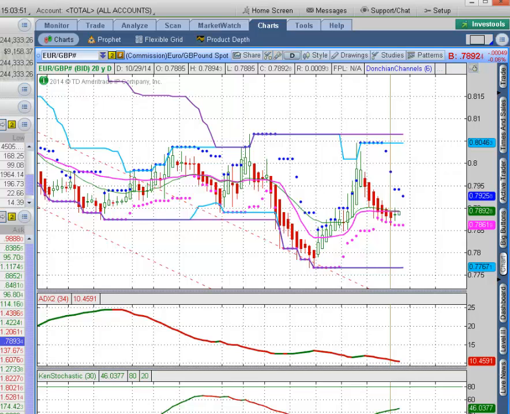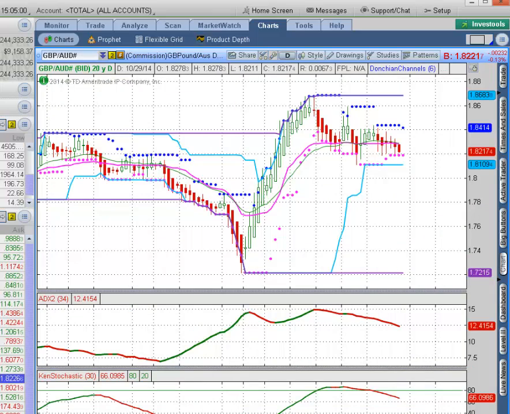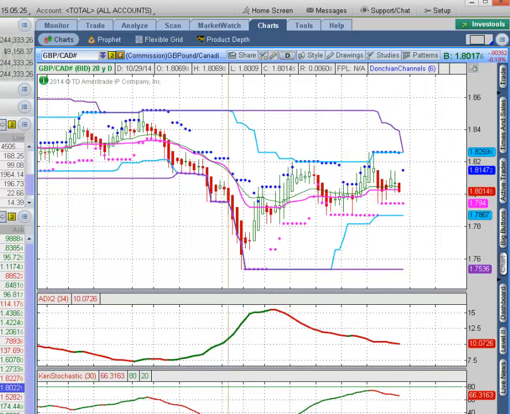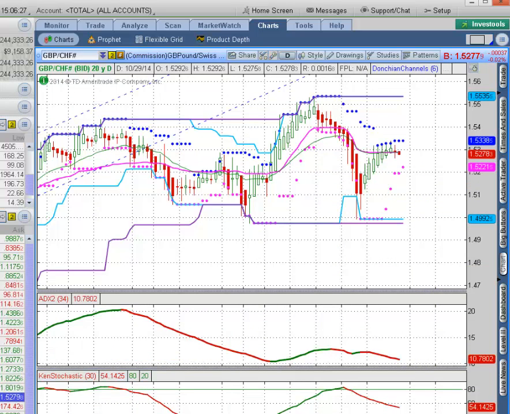Here's the euro pound. Price has been moving in a sideways channel, and at the present time it is about the center of that channel. Second is the pound Aussie dollar. We can see the strength of the pound through this movement, but at the present time we've seemed to move into a sideways channel. Next is the pound Canadian dollar. For the last few weeks, we've been moving in a sideways channel. Here's the pound Swiss franc. For the last couple of months, price has really been moving sideways.